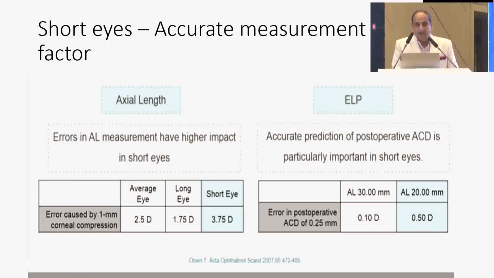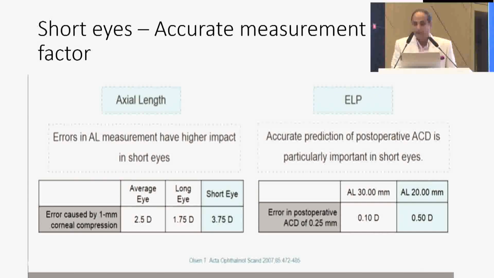the axial length. Errors in axial length measurements have higher impact in short eyes. For example, error caused by 1 millimeter of corneal compression leads to, on average, 2.5 diopters, but in a short eye it leads to a surprise of as high as 3.75 diopters. And that's the reason we have to be even more accurate in short eyes.